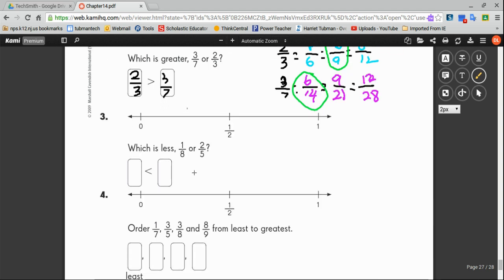Alright, let's keep going. Which is less, 1/8 or 2/5? So I could do the same thing over here. Let's find some equivalent fractions to 2/5 and 1/8. Now here, I can again try to find the same denominator, but I can find the same numerator up here. So 1, 2, 8, 16. So I can compare right now 2/5 to 2/16. And again, since my numerators are the same, if my denominator is greater, it's smaller. So I know 2/16 or 1/8 is smaller or less than 2/5.